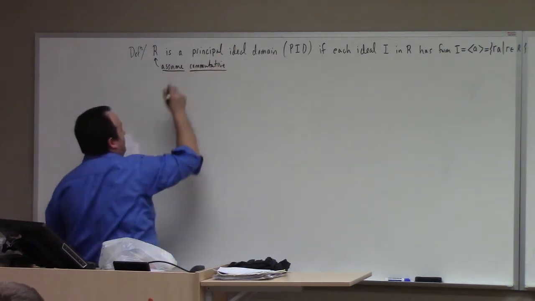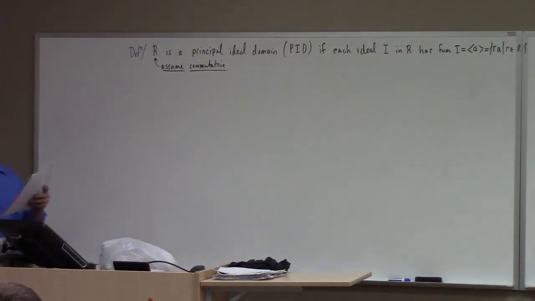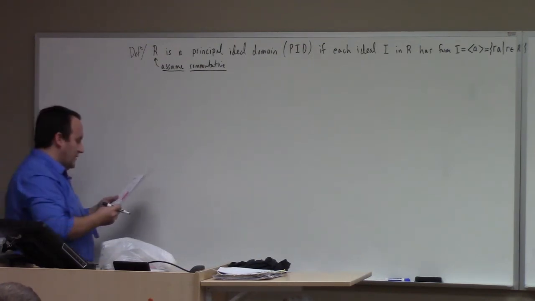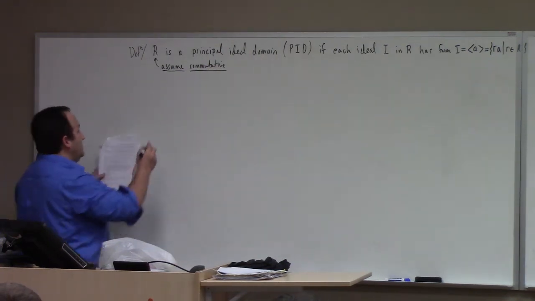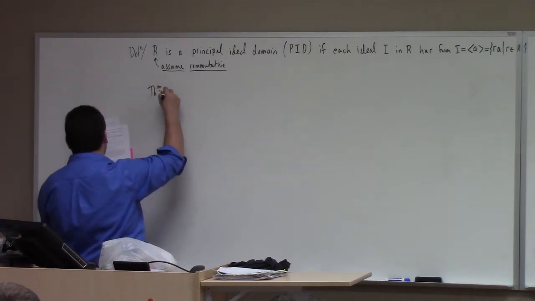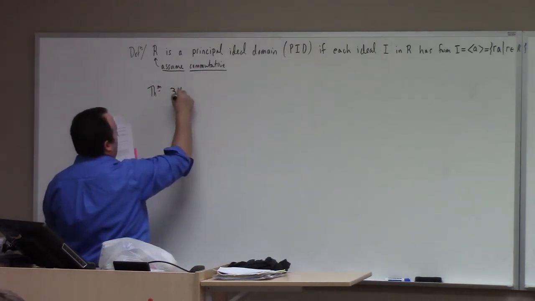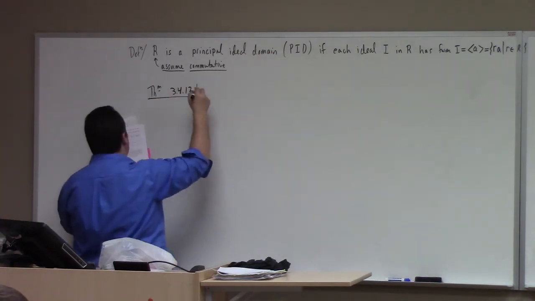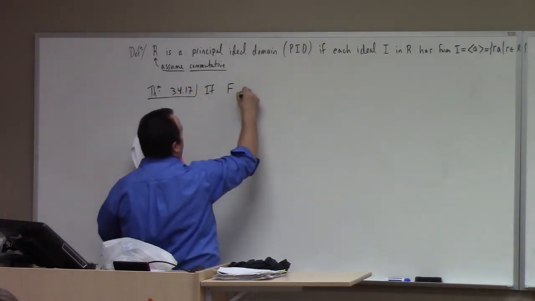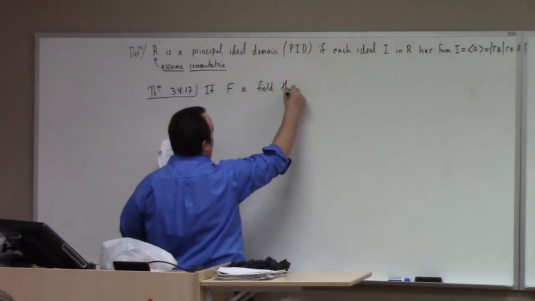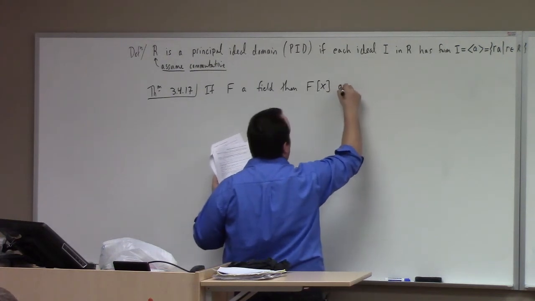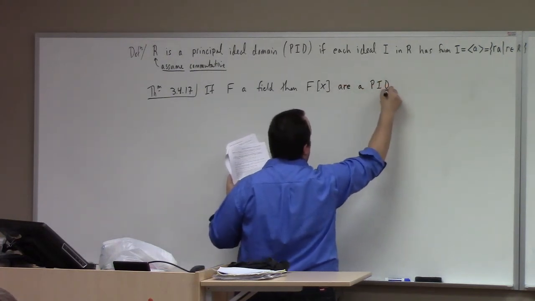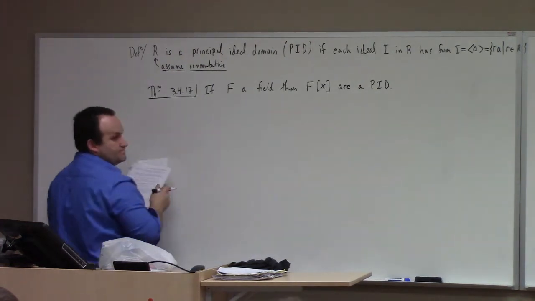Pretty much everything we're doing from this point out assumes R is commutative. All right. So many of our examples are principal ideal domains, but not all. Here's an important one. Theorem 3.4.17 says that if F is a field, then polynomials over F are a PID. All right. How can we prove this?